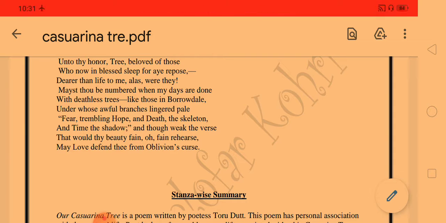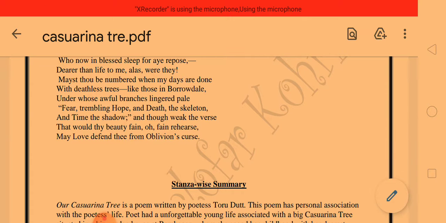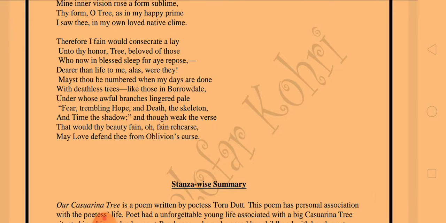Okay, I do. And though weak the works, though my verse may not be that strong, that would thy beauty fain, oh fain rehearse. I would definitely try to write your beauty again. It is a kind of rehearsal for me, and may love defend thee from oblivion's curse. May the love of dear and near ones save you from the curse of forgetfulness. In this poem, you become immortal and reach the coming generations, even after everyone's death.